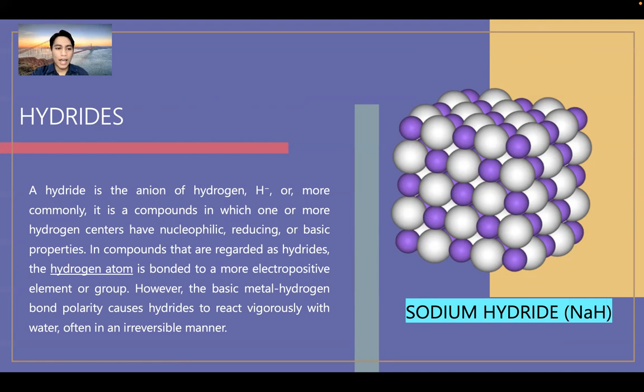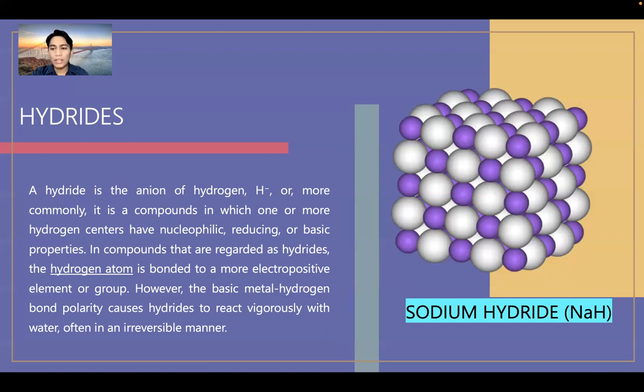Hydrides are compounds of hydrogen with another atom. Like the picture shown here, I have here a sodium hydride, with a formula of NaH. As you can see, the color purple represents the sodium ions and the color white represents the hydrogen. As you can see, there is an ionic bond in that.